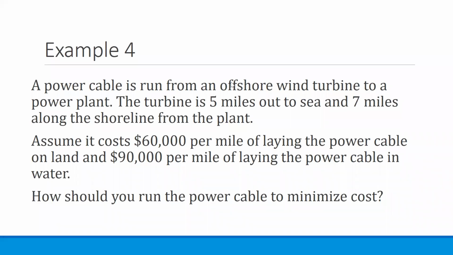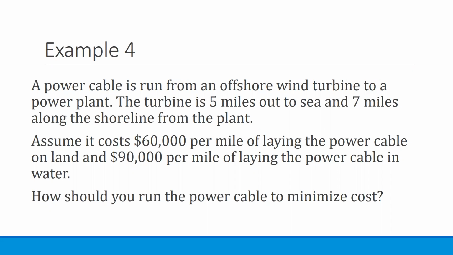Example 4 is another classic problem of optimization. This is where we take and balance two different competing pathways and optimize for either cost or time or something like that.